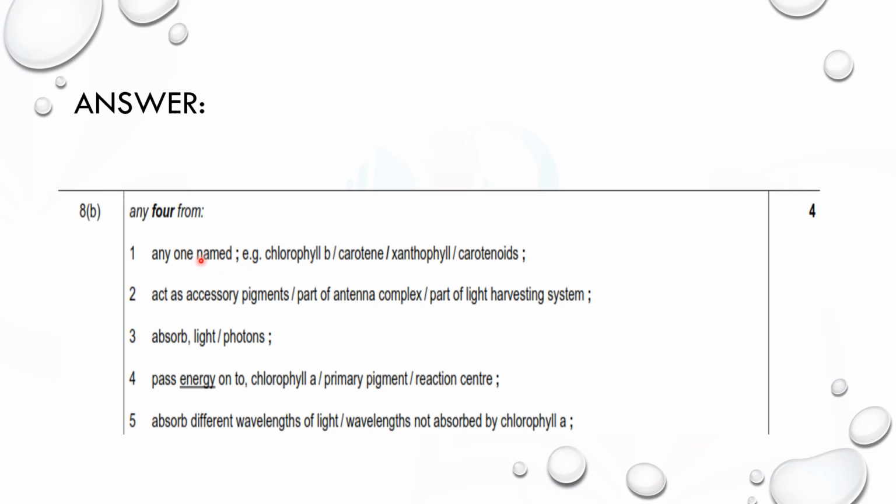So any of these, chlorophyll B, carotene, or xanthophyll, are accessory pigments. They act as accessory pigments, part of the antenna complex, part of the light harvesting cluster. They absorb light, photons, and pass the energy of those photons to the primary pigment, chlorophyll A.